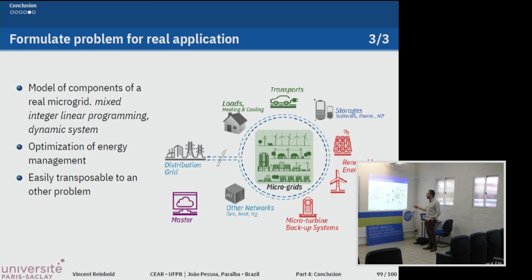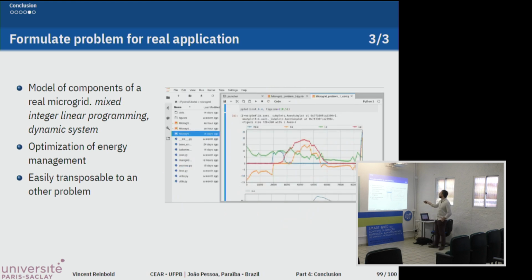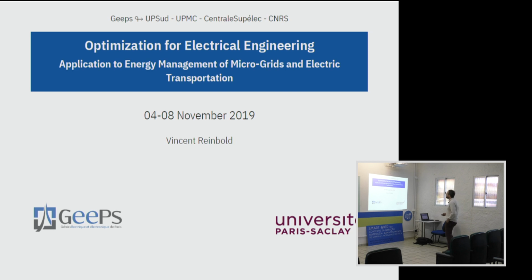We actually optimized the energy management for 1 day for a microgrid with one critical load, connection to the distribution system, a battery, and a PV source. And this problem, which is quite simple at the beginning, can be easily transposable to other kinds of problems, to your problems. So that was the final result of our classes, our exercises. And that's the end of the presentation.